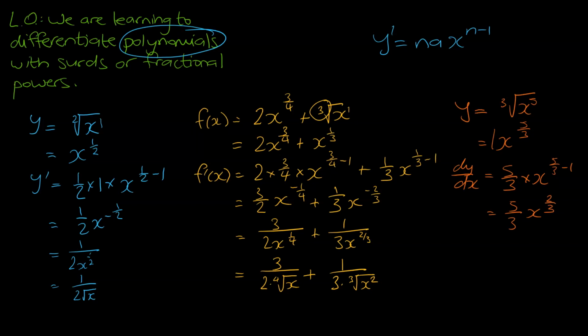And this time here we've got a positive power, so it's going to stay on the top, but that's going to become 5. We still want to convert it to surd form, so that's going to become 5 times the cube root of x squared, divided by 3. So hopefully you found these 3 examples on differentiating surds or fractional powers useful.